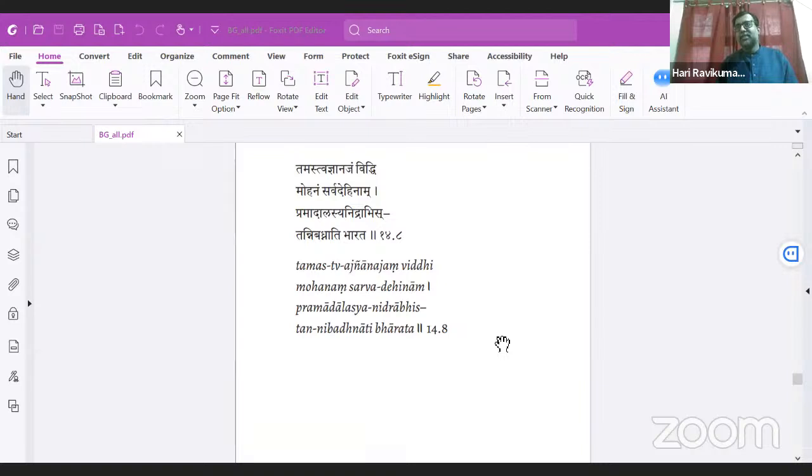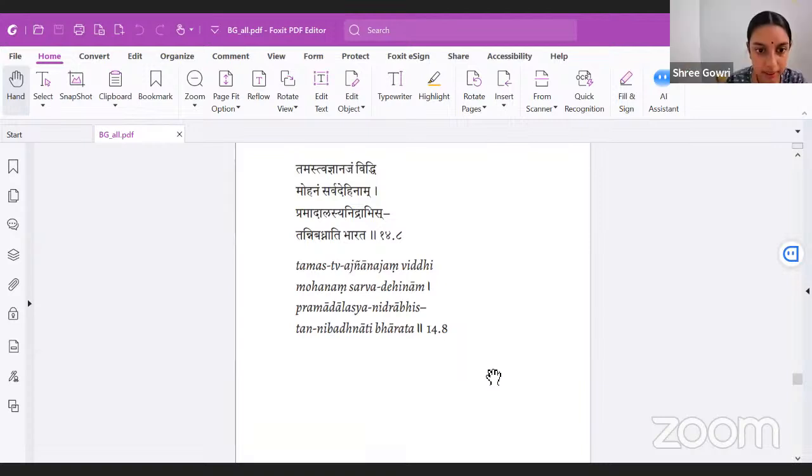One is pramada, which is carelessness, aloofness, not bothered about things, a cavalier attitude. Lethargy, always lazy, alasya, and nidra, sleep. It binds one to carelessness, lethargy and sleep. The nature of tamas. Tamasvajnanajam vidhi. तमस्वज्ञानजं विद्धि. So here tamas plus tamaha plus tu plus ajnanajam vidhi. So tamas tu ajnanajam vidhi.